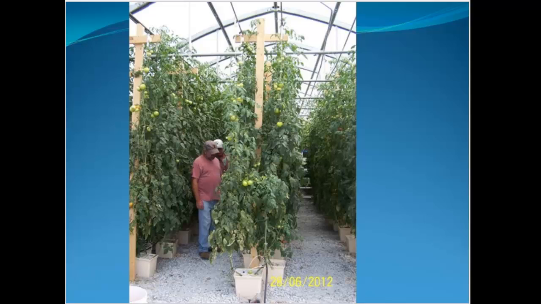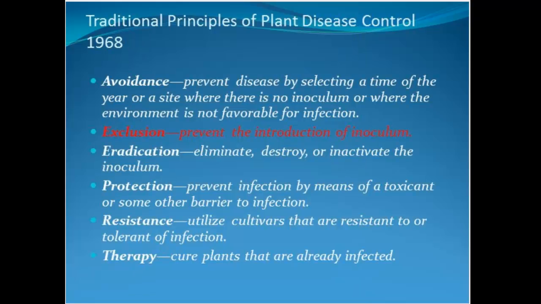We're talking about hydroponics. So in this case, we're avoiding it because we're only putting the plant material into clean growing conditions where pathogen is not present. So that's a little bit about avoidance. Exclusion is preventing the introduction, keeping the disease organisms from entering into your high tunnel environment.